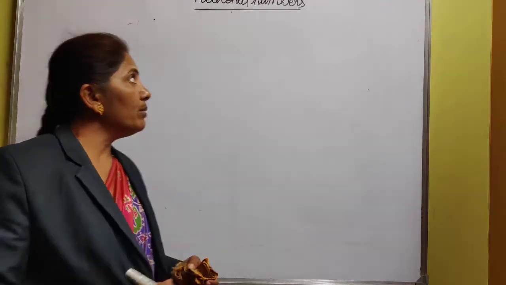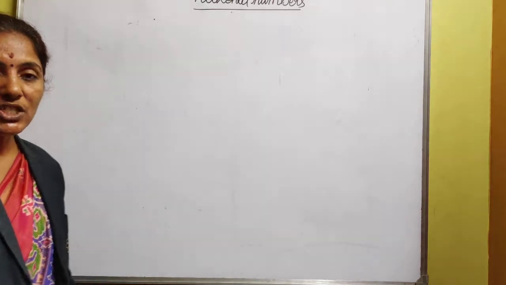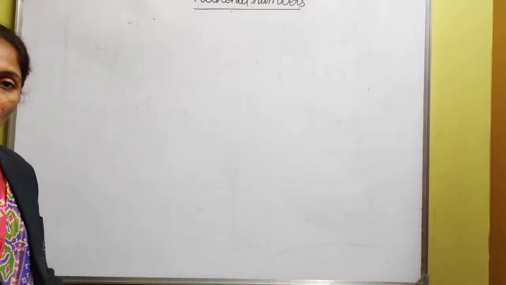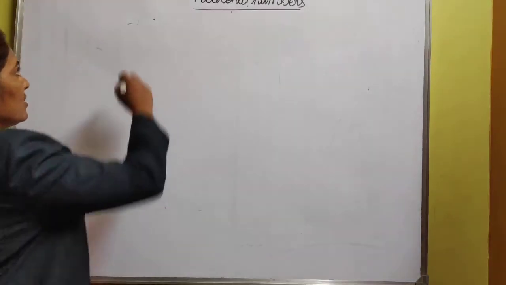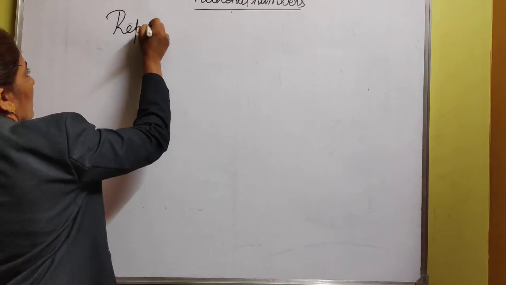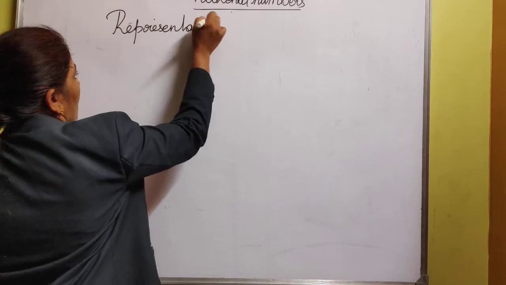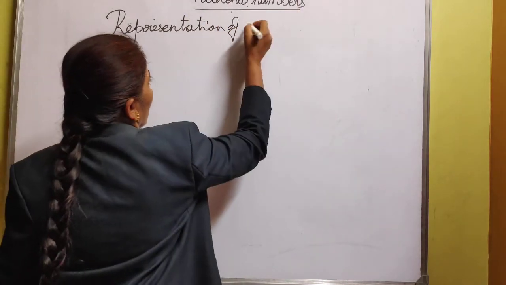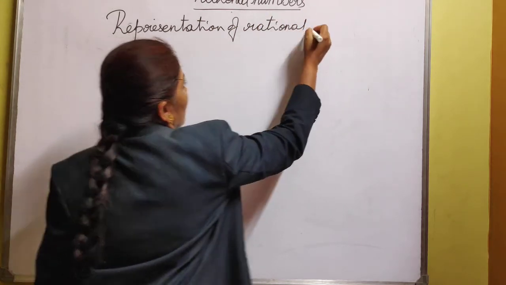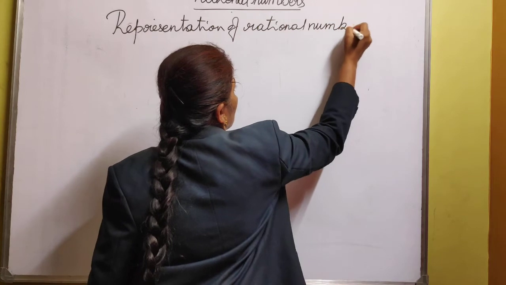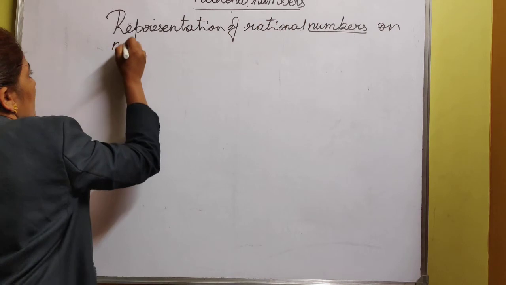Next, you will be learning about the representation of rational numbers, how to represent the rational numbers on the number line. Usually you have learnt in the 7th standard how to represent rational numbers on the number line. So now you will learn representation of rational numbers on the number line.